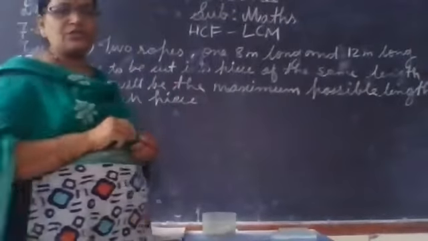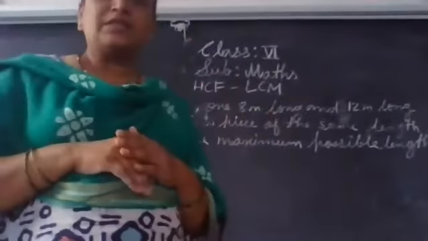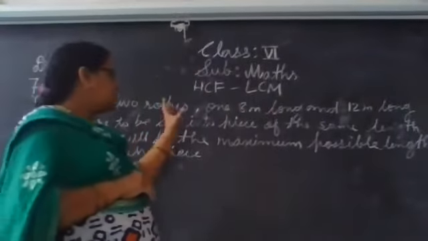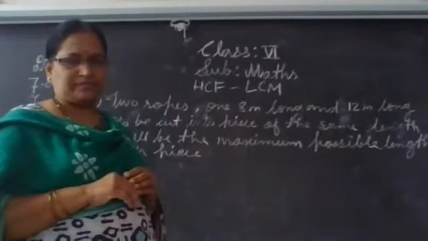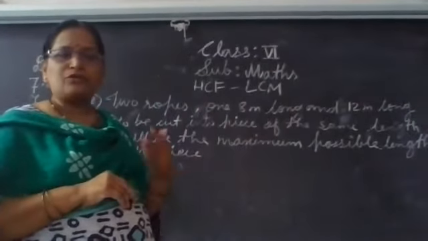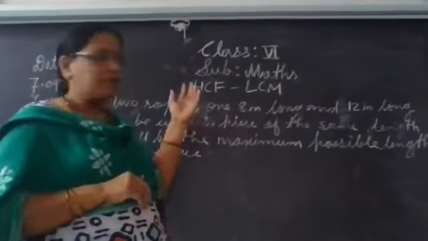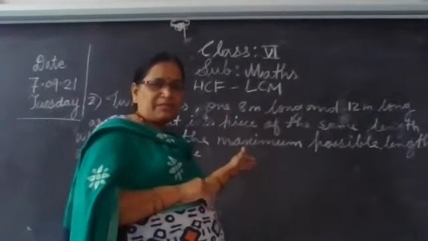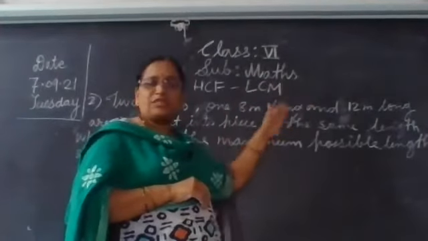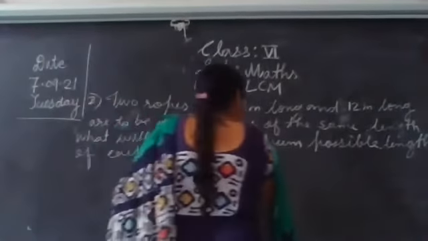So, children, what is the question? Two ropes. One is 8 meter long and another is 12 meter long. You have to cut them such that each piece has the same length, and the length is maximum. So again, children, the word maximum comes.